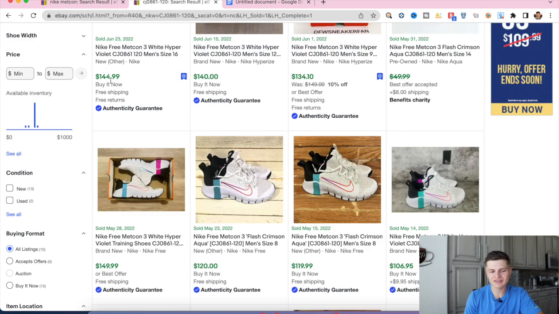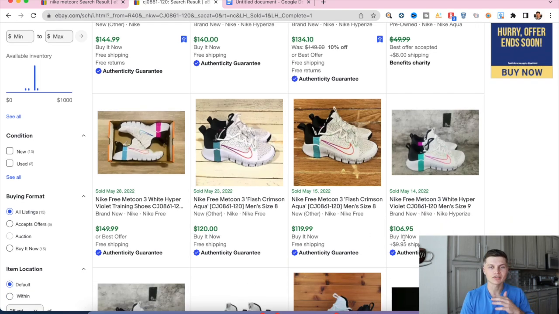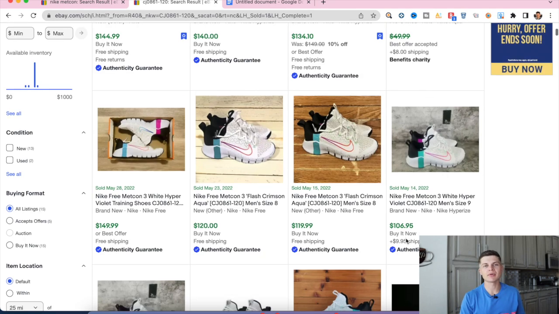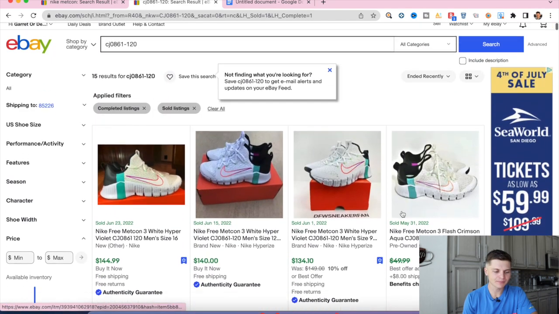And we see the sold prices are anywhere from $144.99 all the way down to $106. So if I was looking to purchase this product at $49.99, I know all day I could list this for $100 plus $9.95, $12.99 shipping, and I'm gonna get that sale. So I'd be comfortable purchasing this type of item.